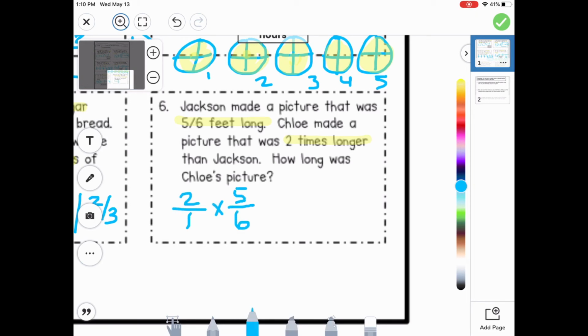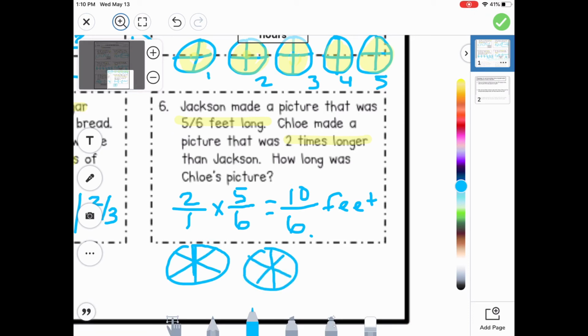I'm going to put my whole number over 1, and I'll multiply across. That'll give me 10 over 6. And then in order to put this into a friendlier number than 10/6 feet, I'm going to make a whole that's broken into 6 equal parts. And I need a total of 10 parts. So there's 6, and then 7, 8, 9, 10. So we know that Chloe's picture was 1 whole and 4/6 feet long.